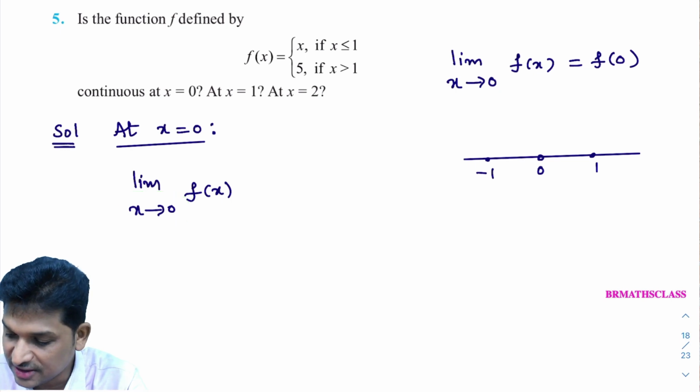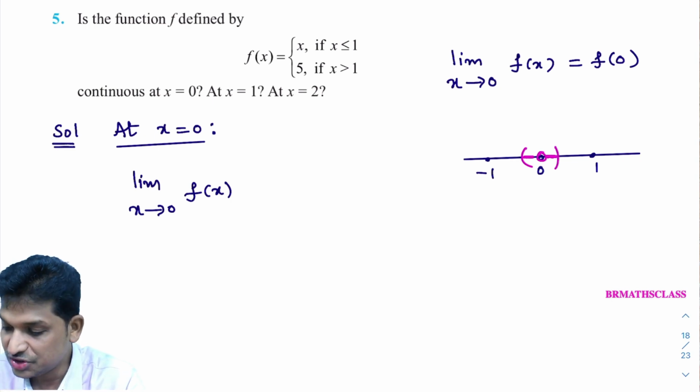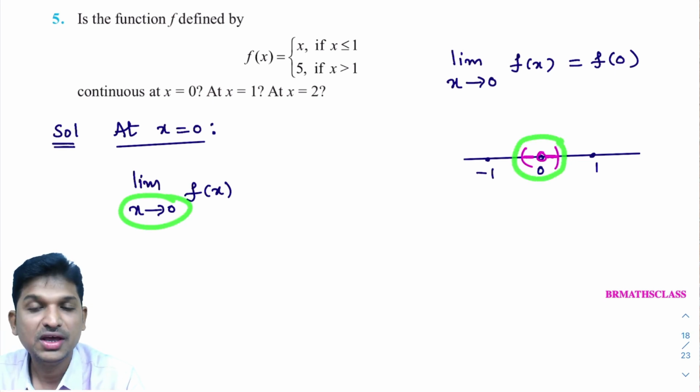Correct? Okay. Here you observe these values. Not 0, we are not including 0. You observe this, all the neighborhood values of 0. X approaches 0 means all x values are in the neighborhood of 0. X values are slightly less than 0 or slightly greater than 0, but not 0.